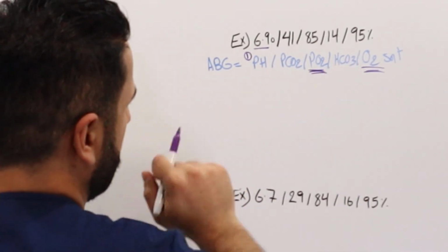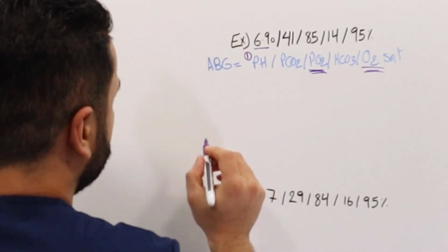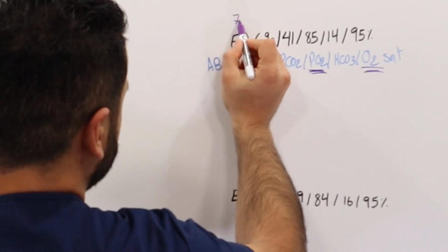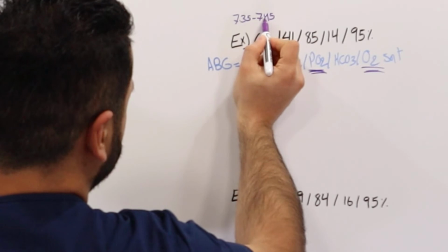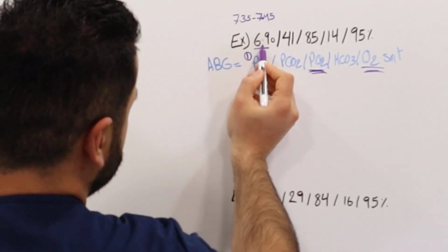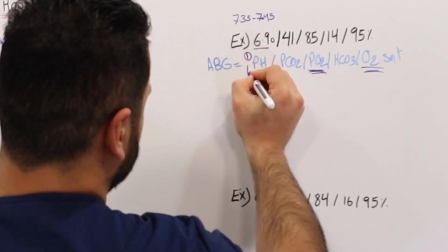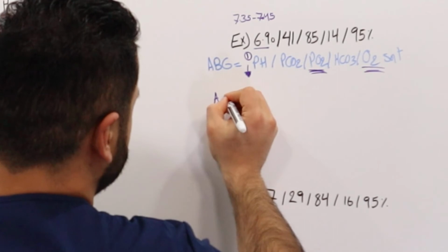and HCO3. So here, looking at the pH, we know it's decreasing, because the range, again, is 7.35 to 7.45, and this is less than 7.35. So we know the pH is decreasing, therefore it's going to be acidosis.